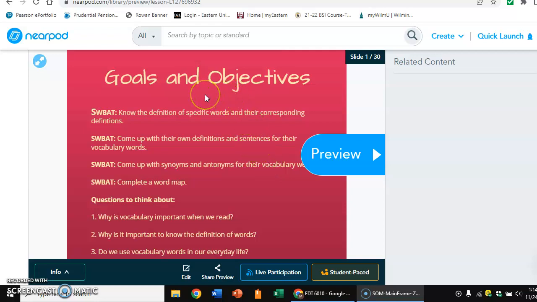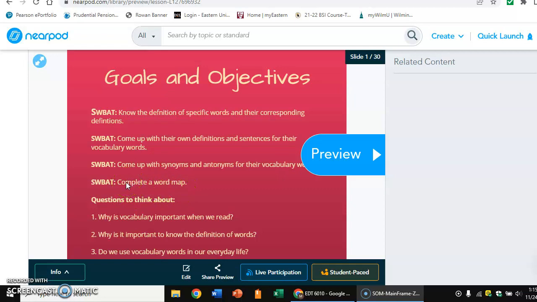Today I would like to go over the vocabulary words for this week's unit. Before we get into this, I would like to go over the goals and objectives. The goals and objectives are clearly stated right here with the students will be able to. So students will be able to know the definition of specific words and their corresponding definitions. They'll be able to come up with their own definitions and sentences for their vocabulary words. They'll also be able to come up with synonyms and antonyms for their vocabulary words. They'll be able to complete a word map as well.